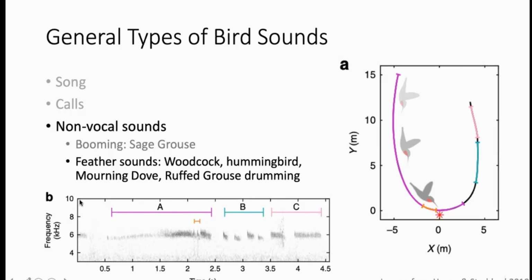So again, remember your vertical is going to be frequency here, and your horizontal is going to be time. And these birds are actually making a combination of sounds that are coming from wing and tail feathers during the course of this display. That's an important component of, and this is a mate attraction display.